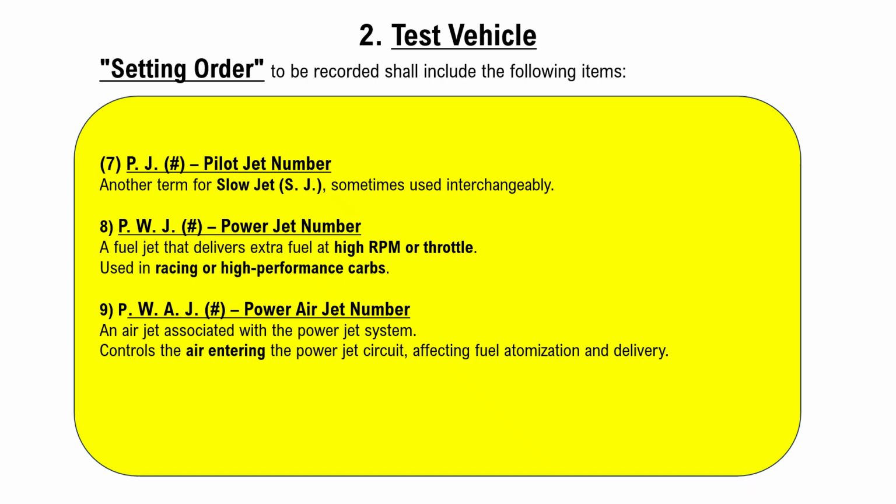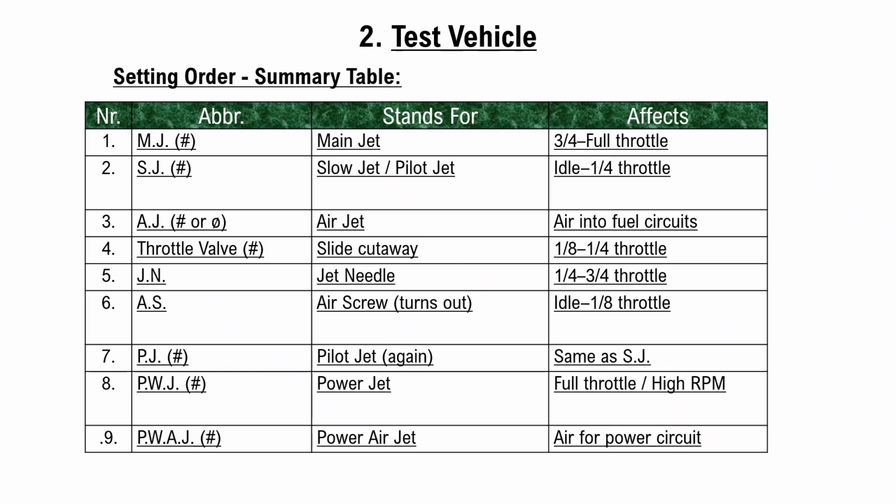Number 7 PJ number, that is pilot jet number. Number 8 PW jet number, that is power jet number. A fuel jet that delivers extra fuel at high RPM or throttle, used in racing or high performance carburetors. Number 9 power air jet number. All this information shall be recorded on the data sheet.